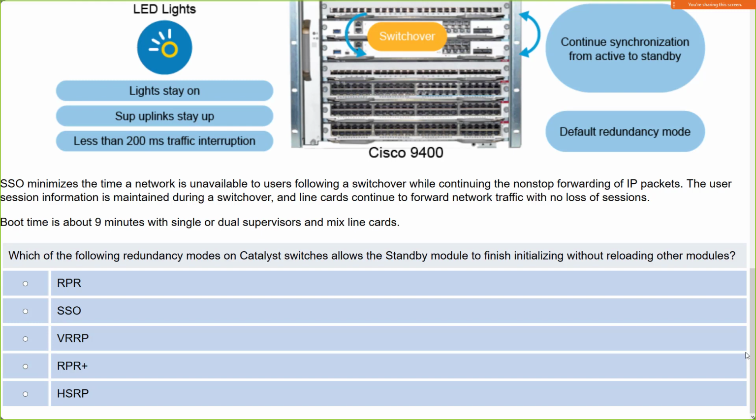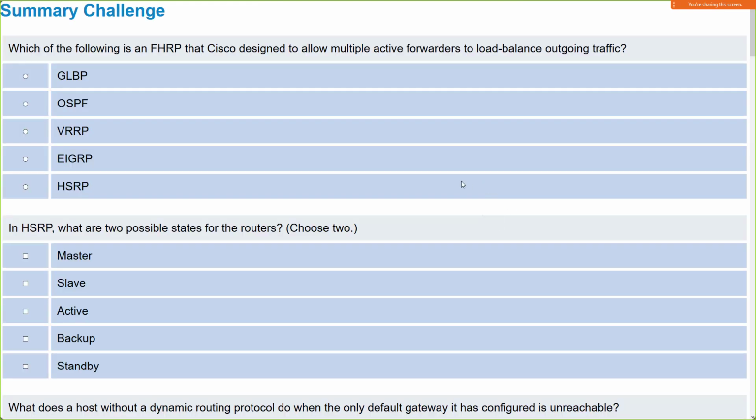So which of the following redundancy modes on a catalyst switch allows the standby module to finish initializing without reloading other modules? That would be the stateful switchover mode. All right. I don't even know why you would run the other modes. Perhaps if the platform doesn't support stateful switchover or nonstop forwarding, you might do it in that particular case.